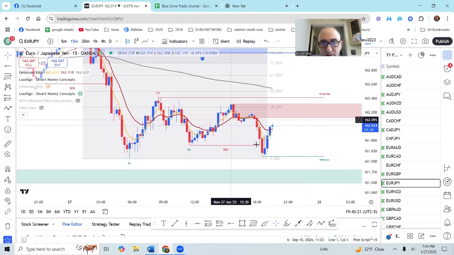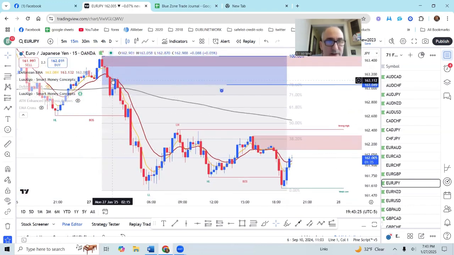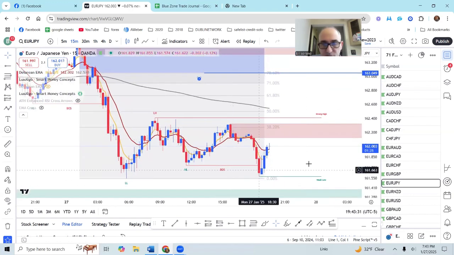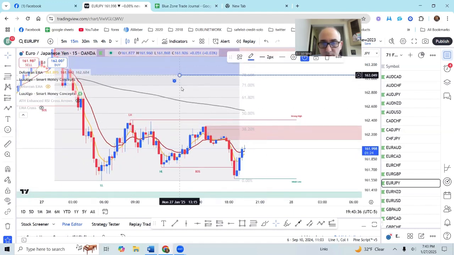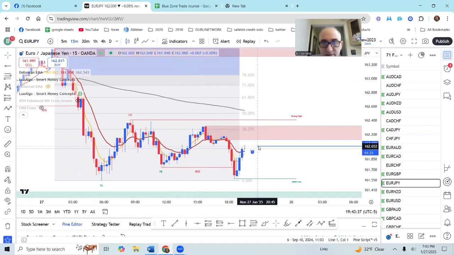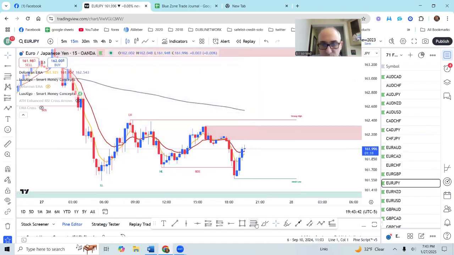EURJPY, the same situation here now. Remember, we were working off this break of structure here. We had this order block here. And now we got another break of structure, a continuation of the trend, and it's given us a new order block. Okay. So now what we can do is, let's just remove the drawings, and we're going to draw a new order block right here.